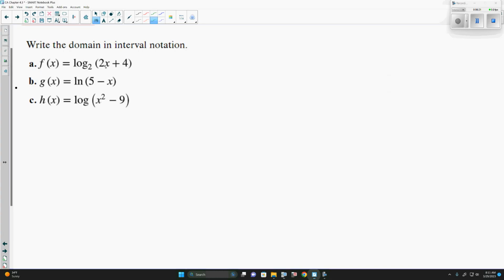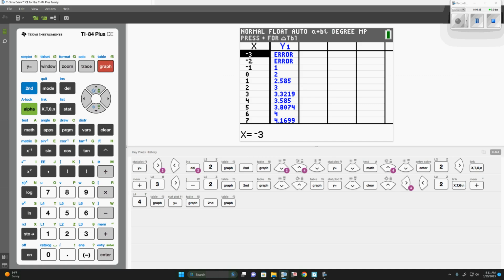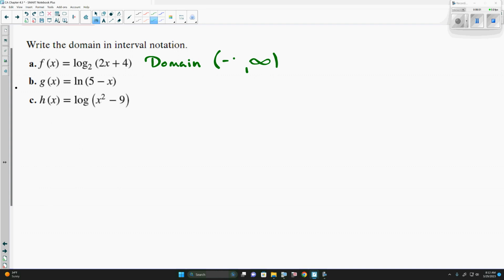So for the domain, the biggest number we can have is infinity, because if it goes to the right, the biggest number is going to be infinity. Now we just need the vertical asymptote. And the vertical asymptote is really going to be the first spot we get an error occurring. So that would be -2. So the domain is from -2 to infinity. And that's it.